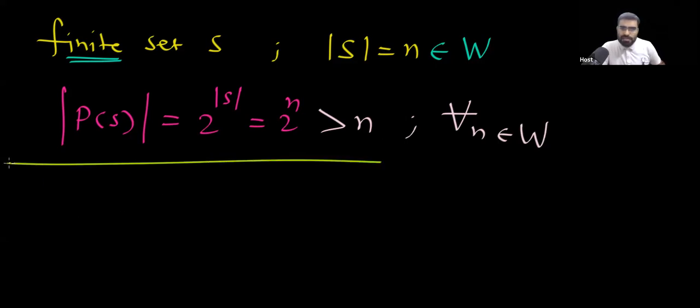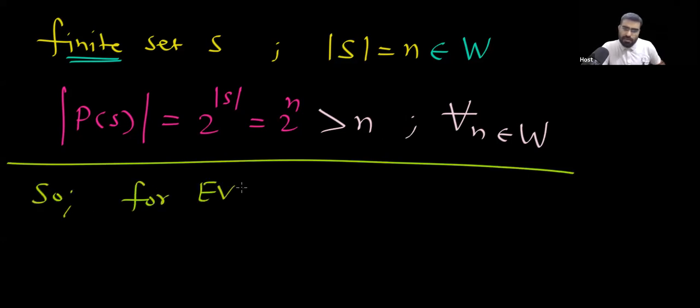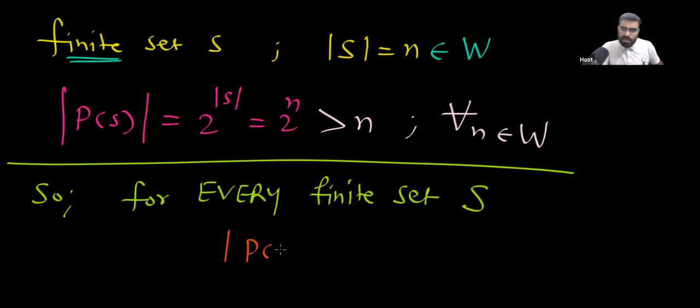So I can say this is the conclusion. For every finite set S, whatever finite set you take, the cardinality of the power set will be strictly greater than the cardinality of S. Yes or no? This is the simple result. For every finite set, this will happen.